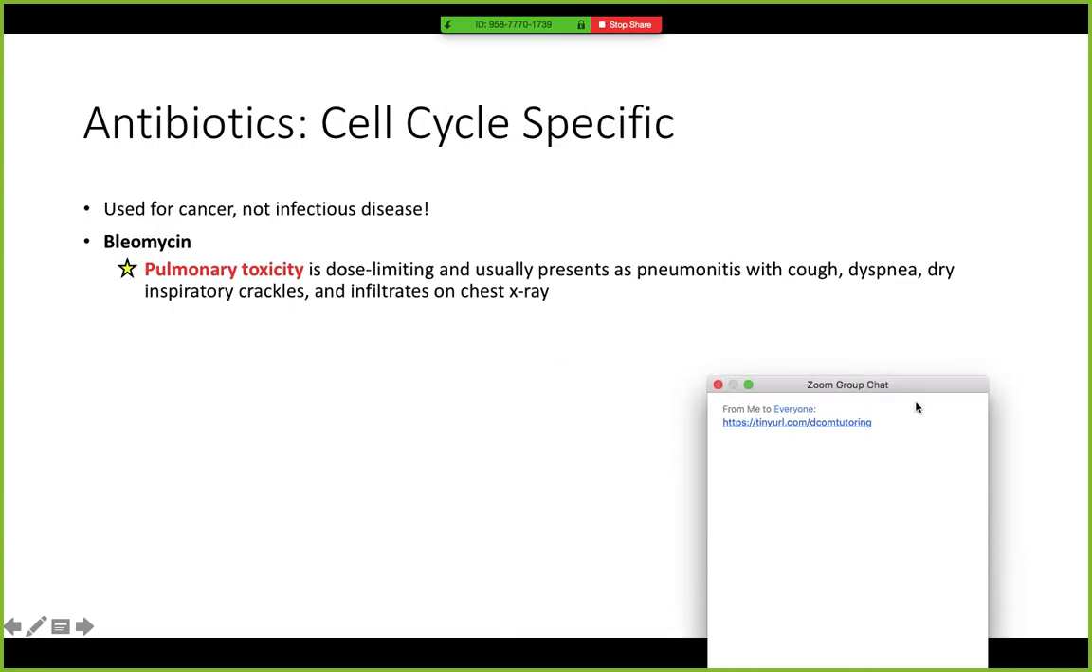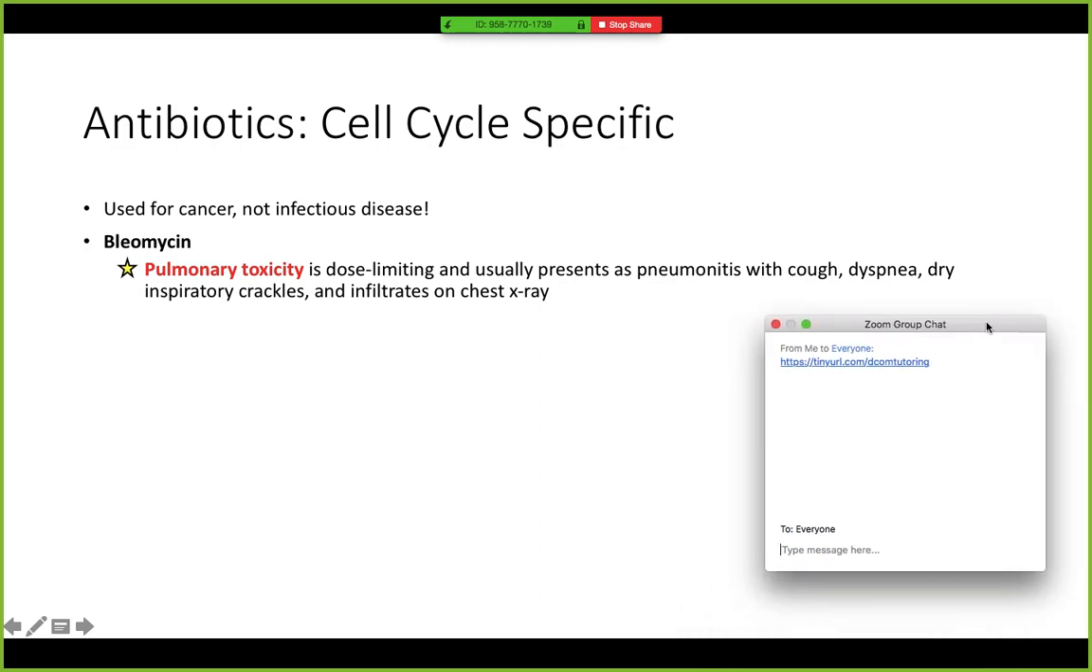Okay, so the big thing to know here is that bleomycin has a dose-limiting pulmonary toxicity, and it's one of your antibiotics that, in this case, is going to be used for cancer and not infectious disease. So just remember bleomycin, one of those B's in your Chemo Boy, and it's toxic to the lungs, and that'll definitely be enough to get you the correct answer on the exam.